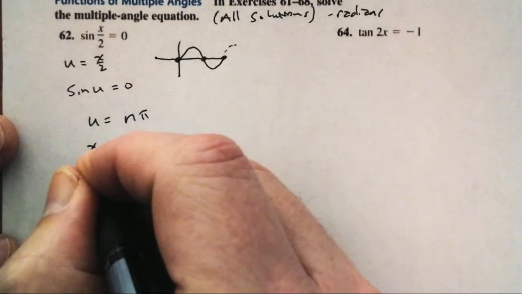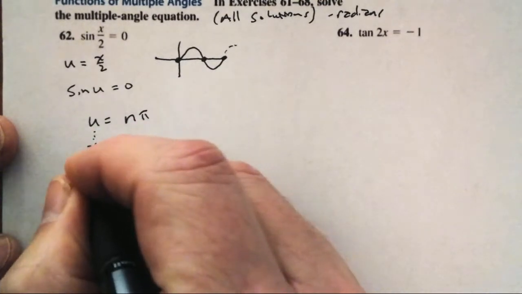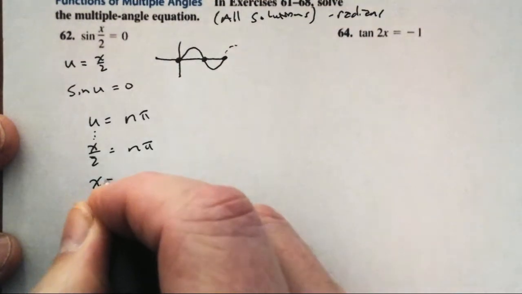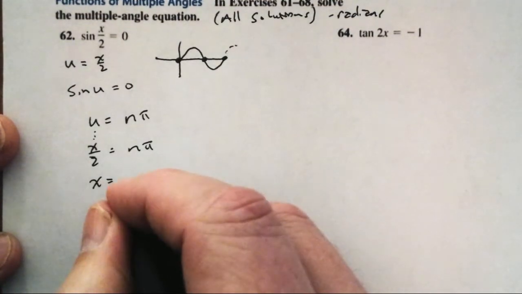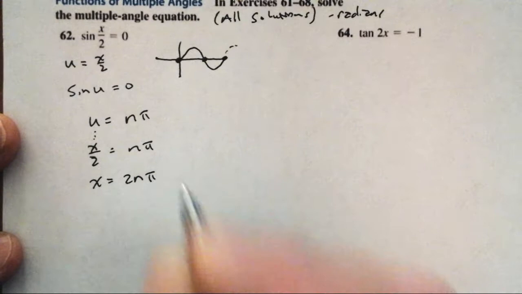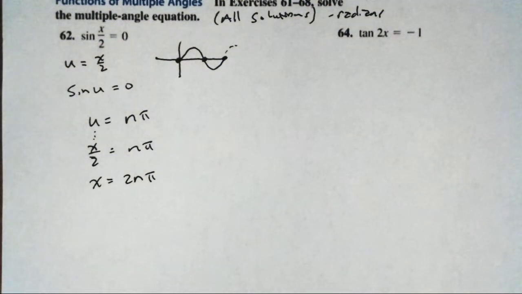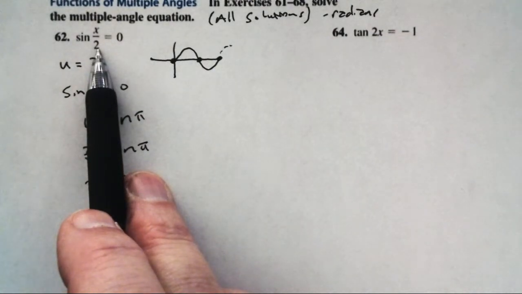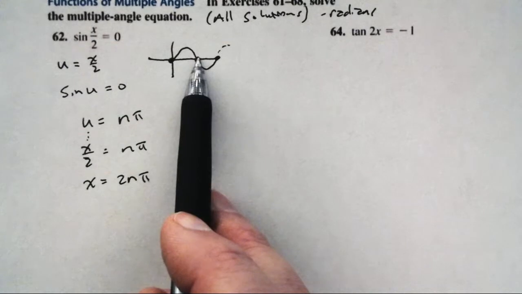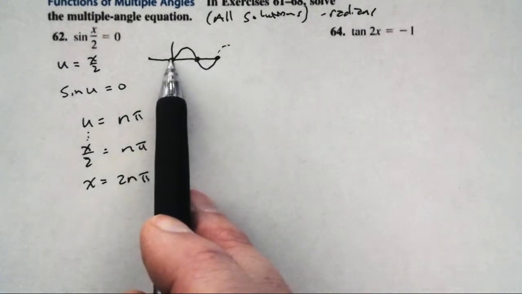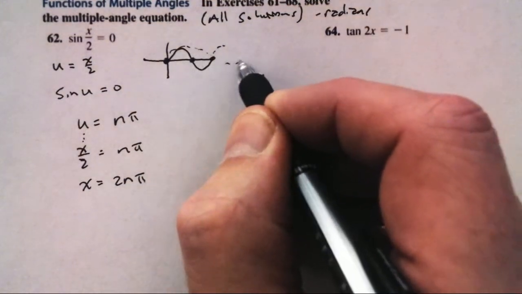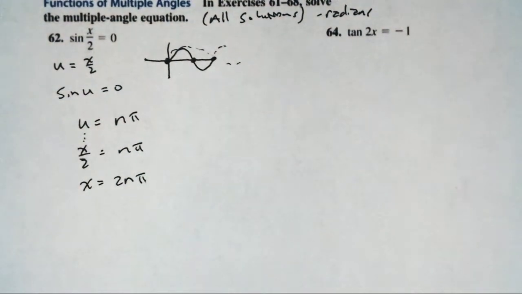So x on 2 is equal to u. So x on 2 equals n pi. X equals, how do we solve for x? Multiply by 2. 2n pi. Oh, everything happens half as fast. What used to happen in pi, if it's half as fast, that's twice as slow. Now it doesn't happen until 2 pi. This graph would be twice as wide. Oh, I see. All right.